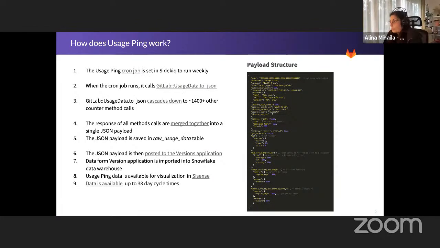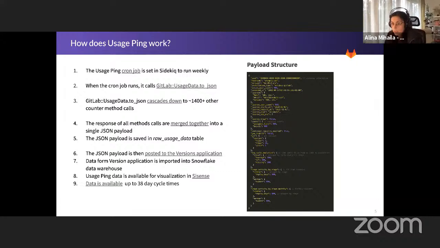I'd like to share a bit more in detail how usage ping is working. So basically, usage ping is a cron job which is set up to run on a weekly basis. When the cron job is triggered, we cascade down in computing more than 4,000 metrics. All the results from this computing are merged in a JSON payload, which is later saved in a raw usage data table. Also, this JSON payload gets posted into the version application, which is a separate application where we collect data from both self-managed and GitLab.com.